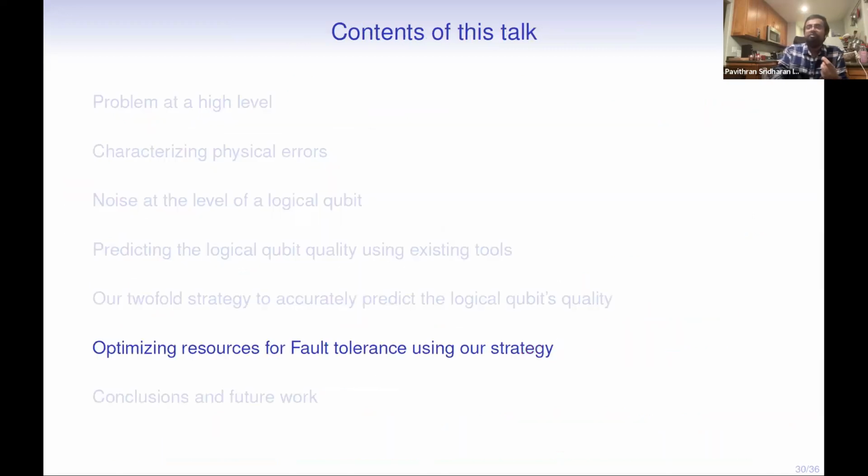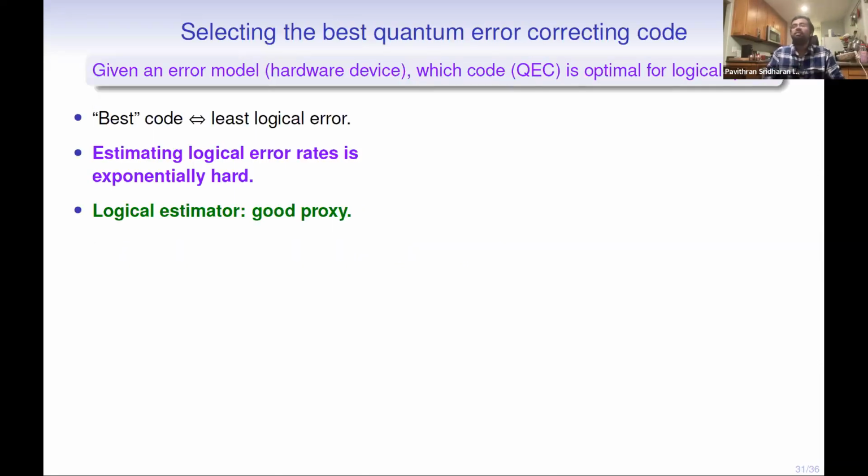One of the important things we can do is go back to our error correction scheme and say, can I use this quantity to quickly rate between error correcting schemes and say this scheme is better than this for this hardware setting. And that's an illustration I'm going to show right now.